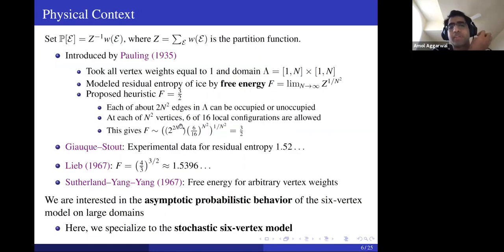You raise that to the n squared, and then you have 2 n squared edges. So you pick 2 to the 2n squared times 6 over 16 to the n squared. You take the log, divide that by n squared, and that happens to be 3/2.